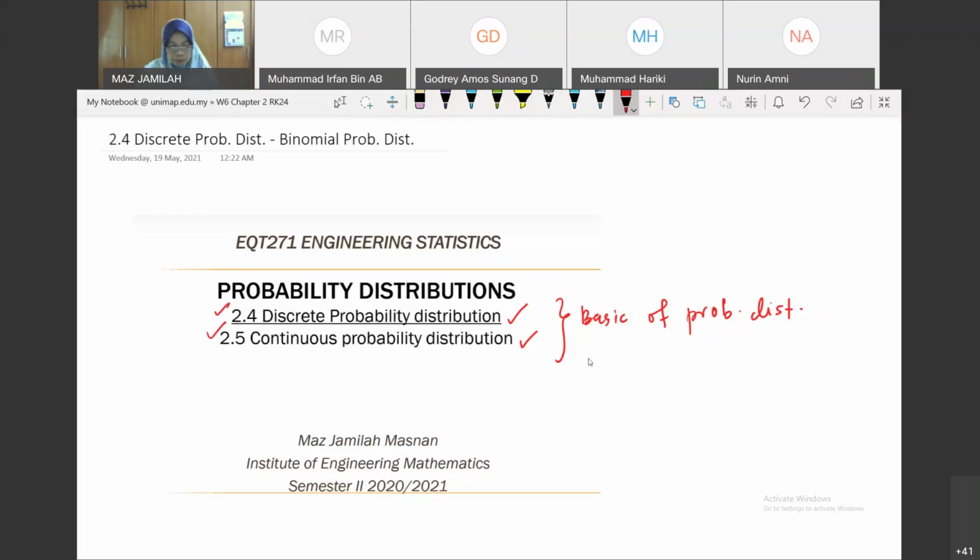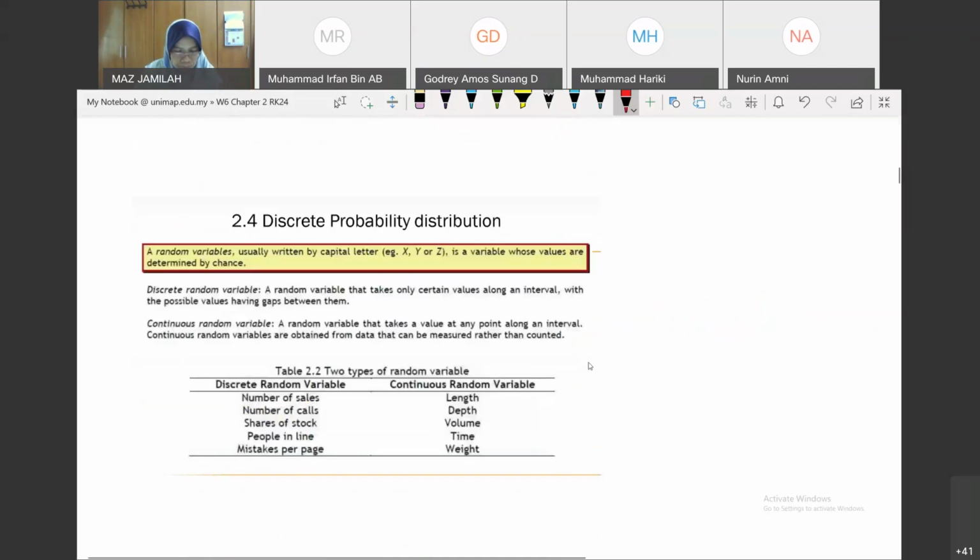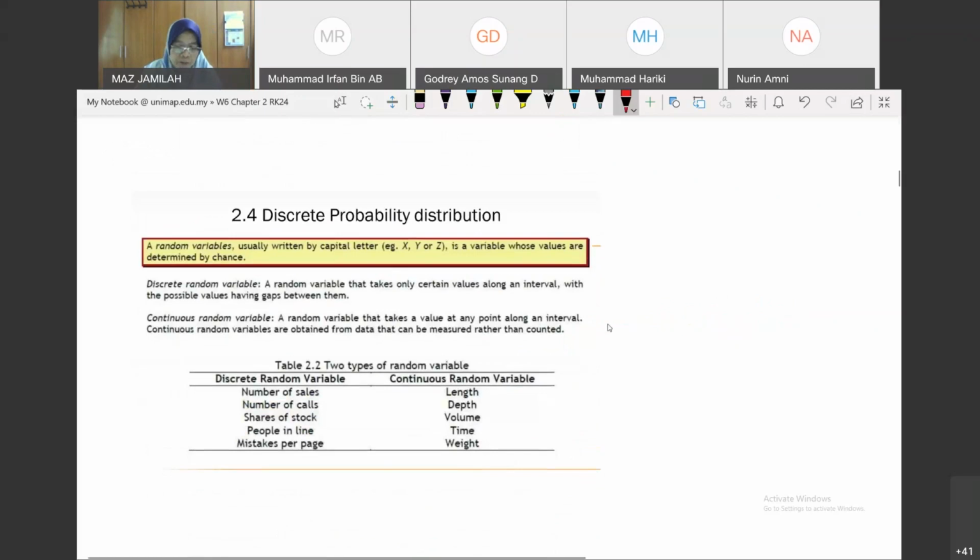usually these two will be covered. Now, what is discrete probability distribution? When we say discrete probability distribution, it means that we are going back to the experiment that we do. There will be some criteria that we can call discrete probability distribution. Before we go deeper, let's look at a few fundamentals about probability distribution. We begin with the random variable.